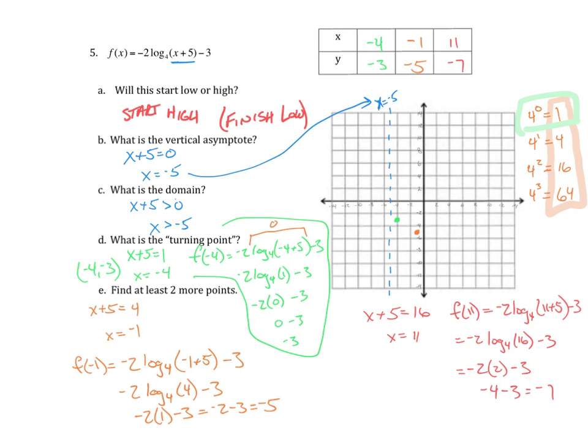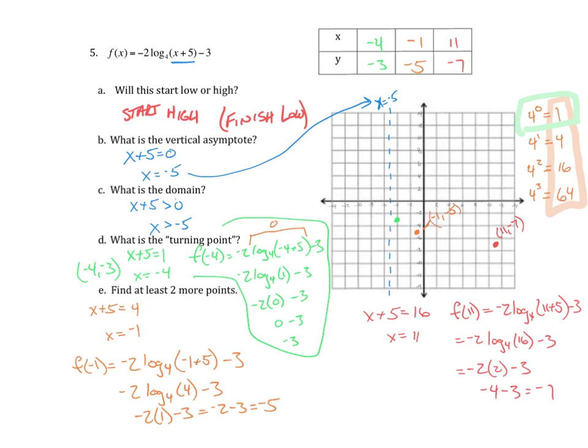All right? Don't forget what you're doing, okay? Stay calm and finish the race, all right? So we have this point right here, which is 11, negative 7. We had this point right here, which was negative 1, negative 5. And we had the negative 4, 3 before.